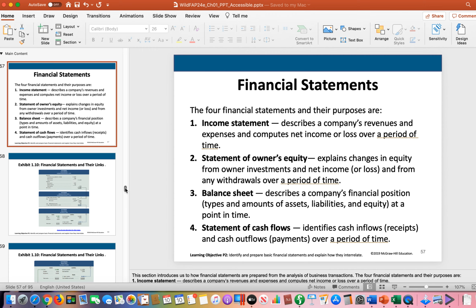And of course, the statement of cash flows. Where did cash come from and where did it go over a period of time? And I'll say this now. Cash is not the same as net income or profit. Cash is one thing. Net income or profit, as some may be familiar with that term, are not the same thing. So the statement of cash flows deals strictly with cash. Cold hard cash. Where did it come from and where did it go?